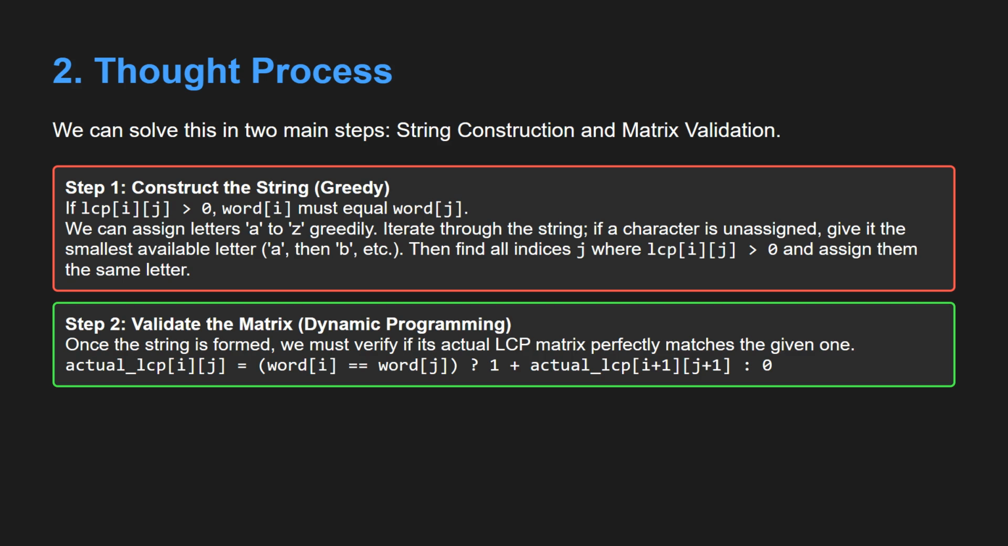Step 2 is validation. Even if we formed a string, it might not satisfy all LCP constraints. So we compute the actual LCP matrix of our generated string using dynamic programming from right to left, and check if it perfectly matches the given matrix. If it does, we return the string, otherwise an empty string.